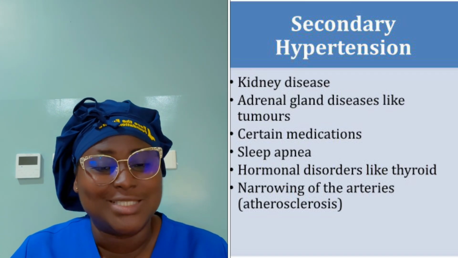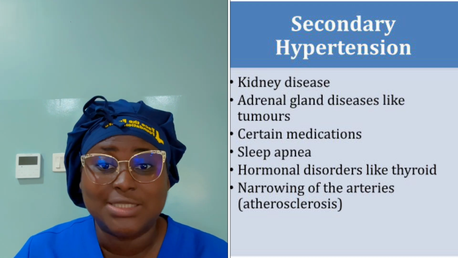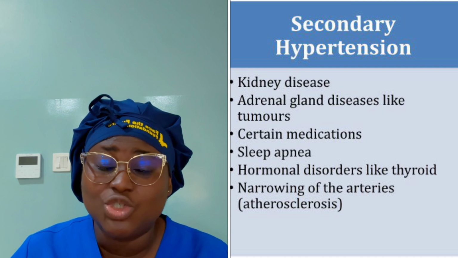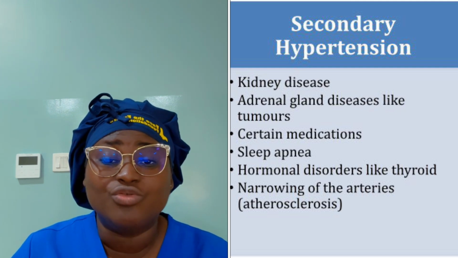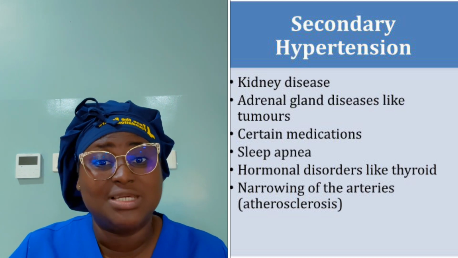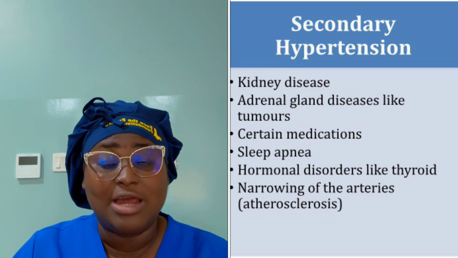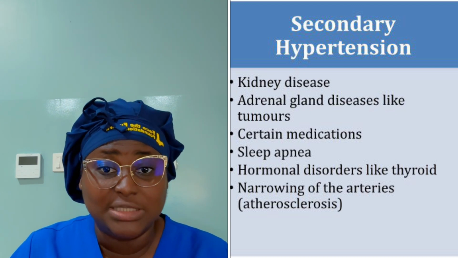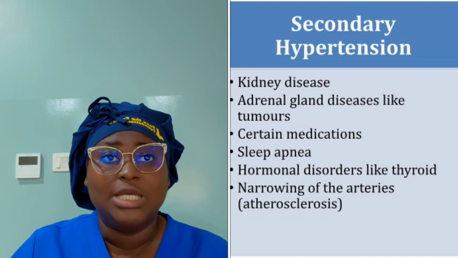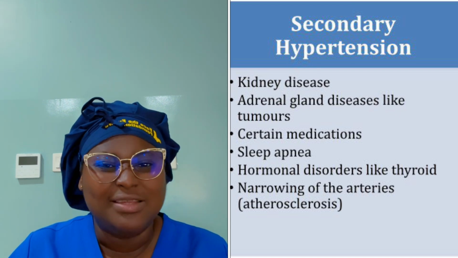Now we have the secondary high blood pressure. This is normally caused by a condition, and with these, you record really high blood pressure readings. Yes, and it takes time for medications to work. We have adrenal gland diseases, kidney diseases, and illegal drug use. These things can elevate your blood pressure excessively.